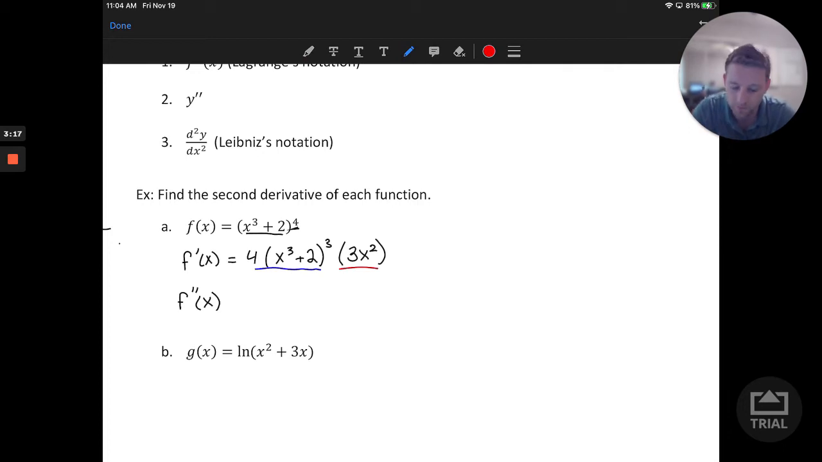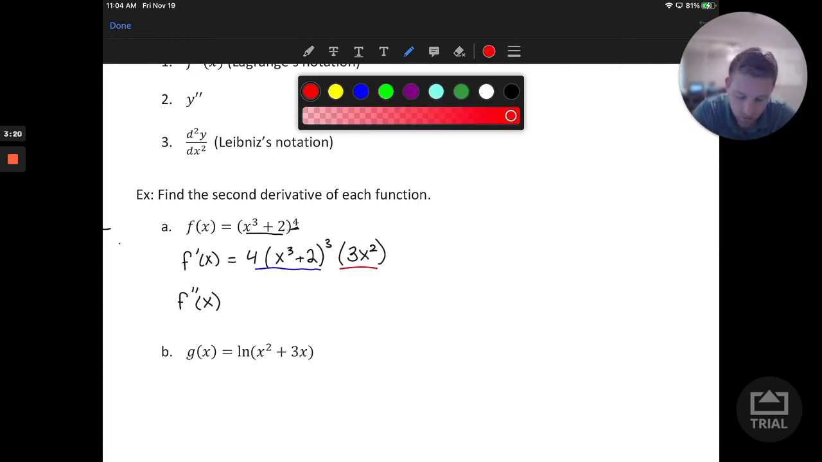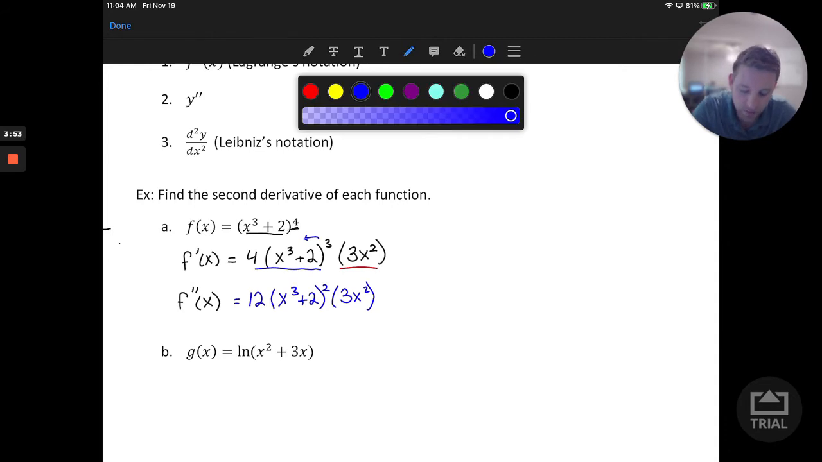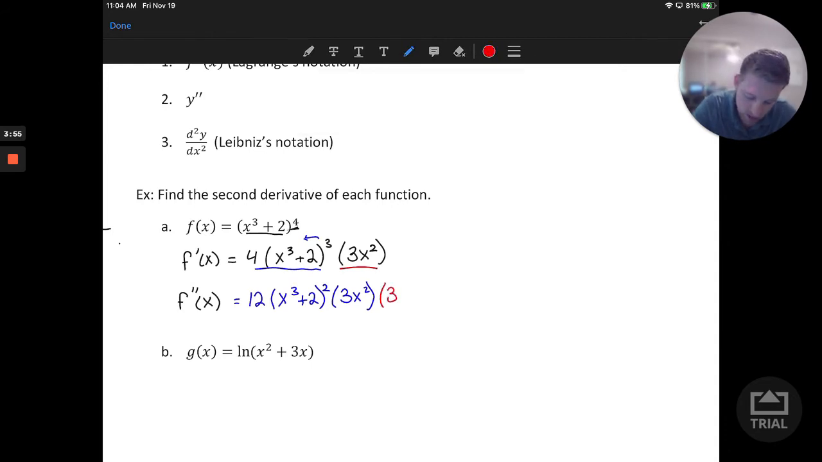I'm going to do the derivative of the first function. The derivative of the first will be, again, another chain rule. So I'm going to bring down the 3, so that will be a 12 times x cubed plus 2, now raised to the second power, times the derivative of the inner function, which again is that same 3x squared. That's the derivative of the first. Then I'll list my second function, which is still 3x squared itself.